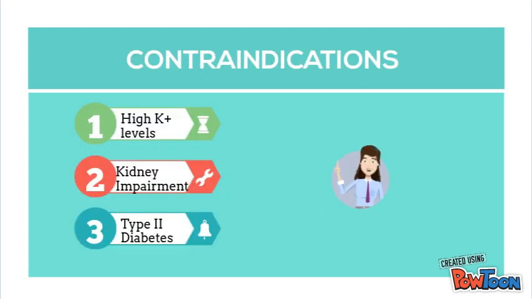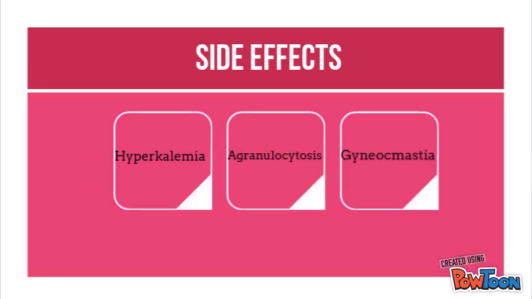Contraindications. Spironolactone is contraindicated in clients who have increased potassium levels, kidney impairment, and type 2 diabetes. The side effects of spironolactone include hyperkalemia as the main concern, possible bleeding, and then hepatocellular toxicity and agranulocytosis.